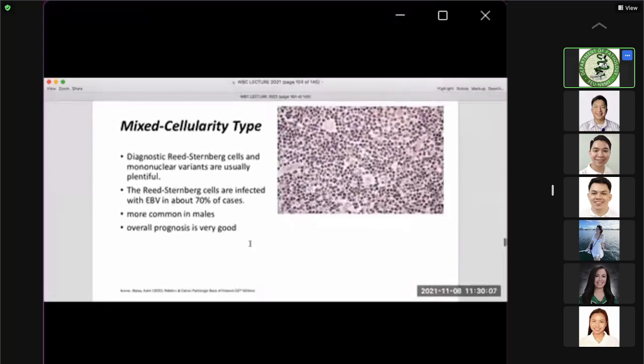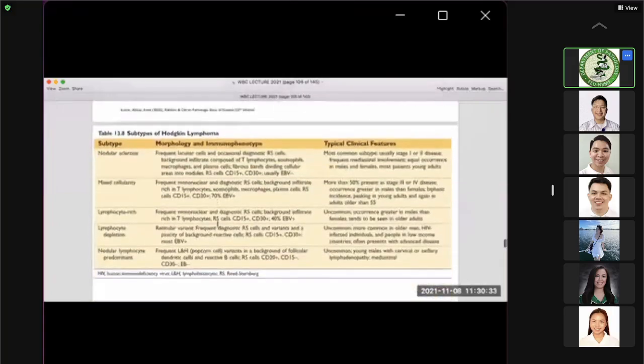Mixed cellularity, yung diagnostic Reed-Sternberg ang nakikita, no? Parang owl eye. Okay. And mononuclear variants are also seen, no? In increased number. So they are associated with EBV infected patients in about 70% of cases, more common in males. Good, very good prognosis overall.